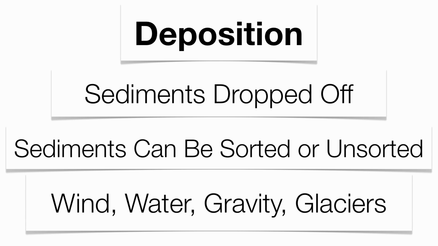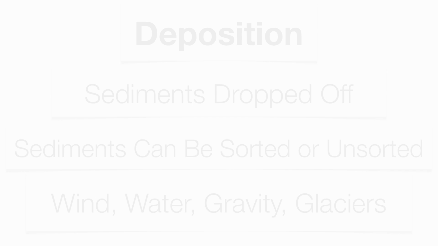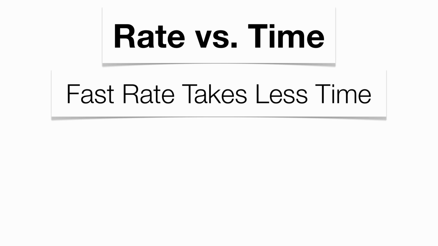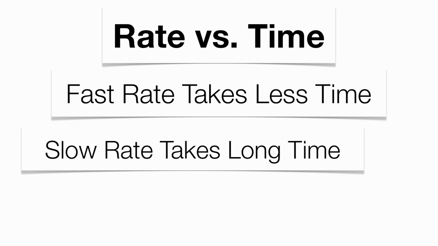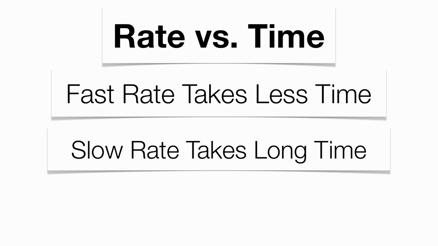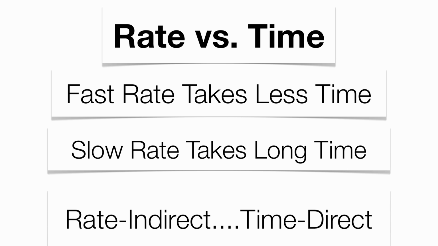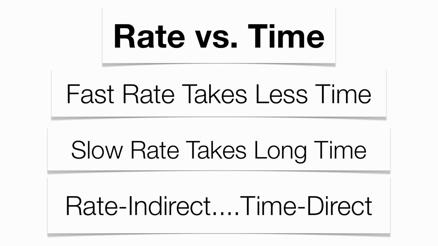Now, depending on what's moving and depositing the sediments, wind, water, gravity, and glaciers are all going to organize their sediments in a different manner. So, when you talk about deposition, you can actually compare the depositional rate versus the depositional time. Something that settles at a fast rate takes less time to sink to the bottom of a river. Something that travels at a slow rate takes a long time to sink to the bottom of a river. So the rate is always going to be indirect. Time will always be direct.